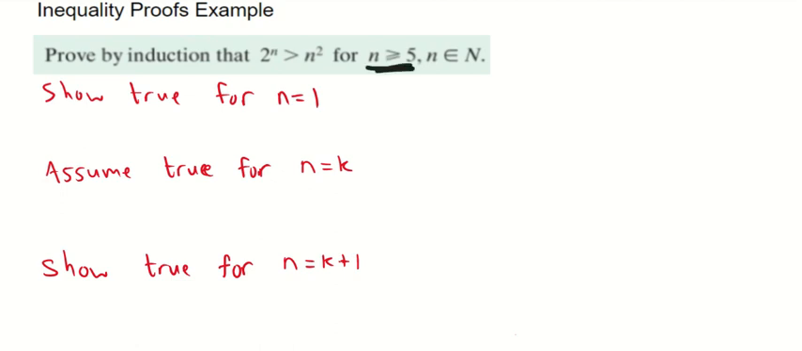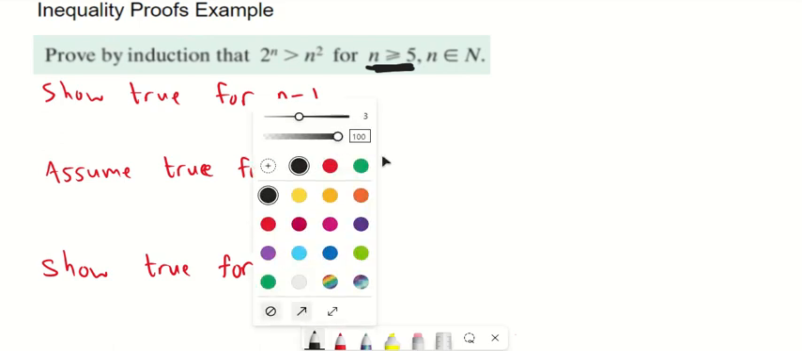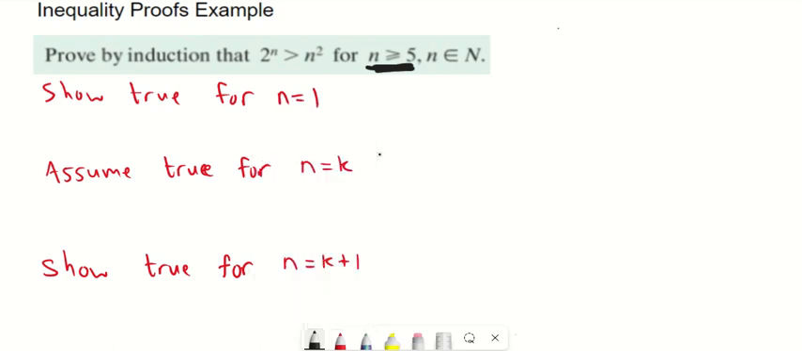Now this is important here. It says that n is greater than or equal to 5. That means that the lowest value n could be is 5. So instead of showing true for n equals 1, I'm going to show true for n equals 5 first, because that's the lowest value that n could be.